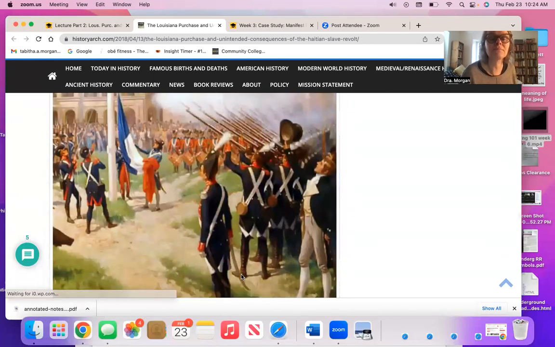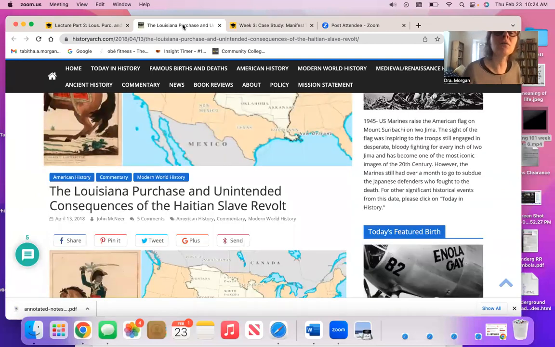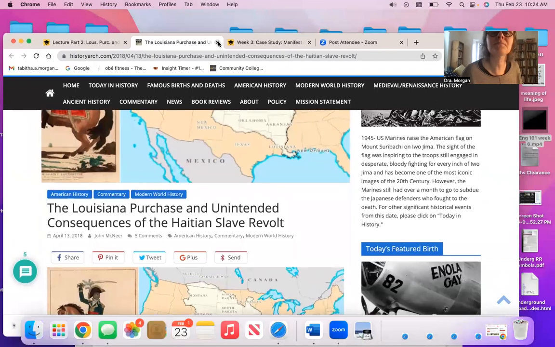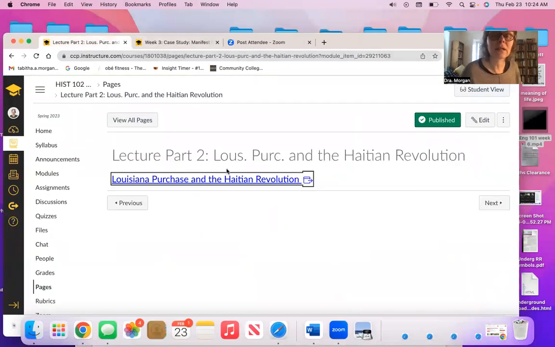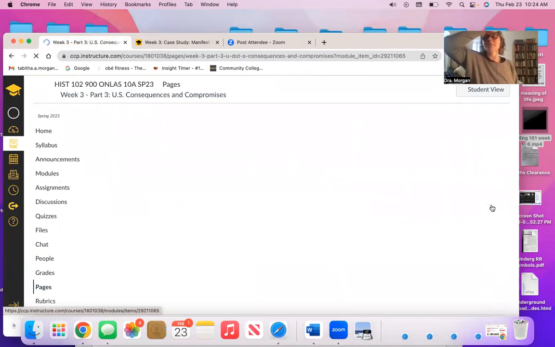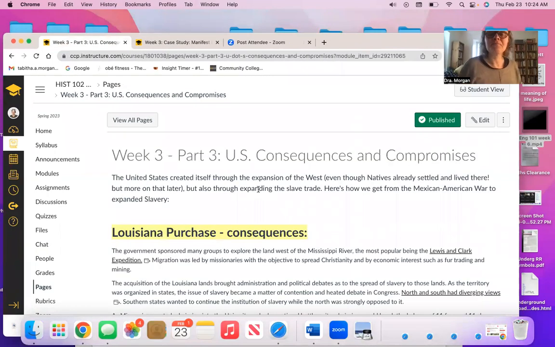Okay. So there's that. All right. So that's in your lessons. That's this, the Louisiana Purchase and the Haitian Revolution and how they connect.